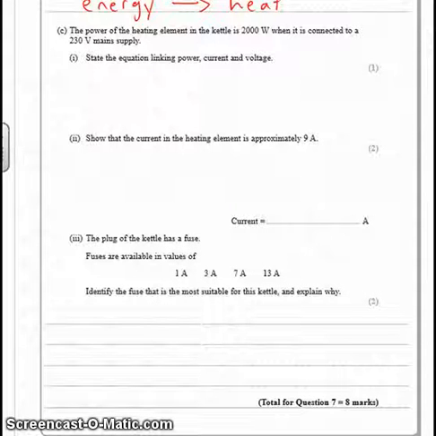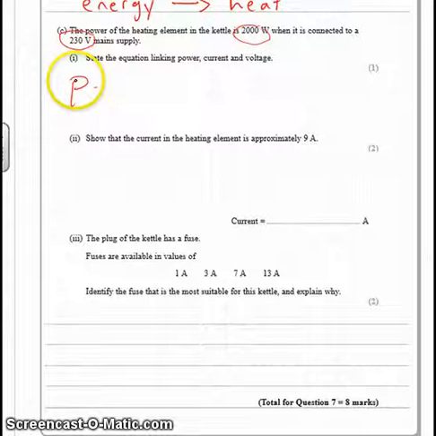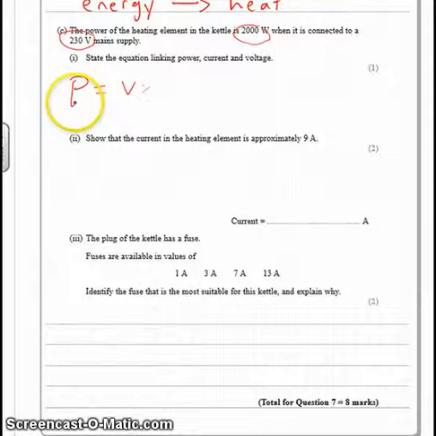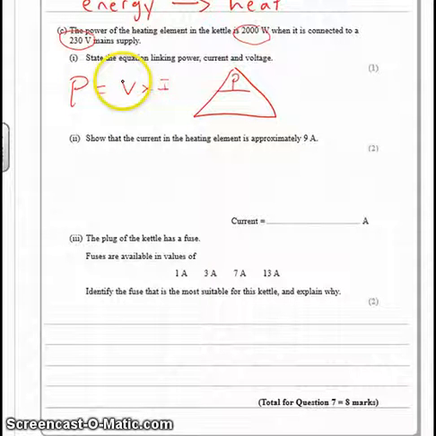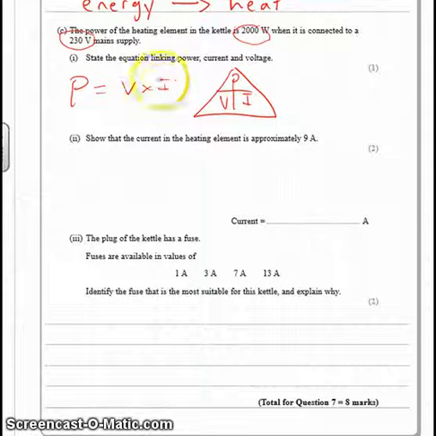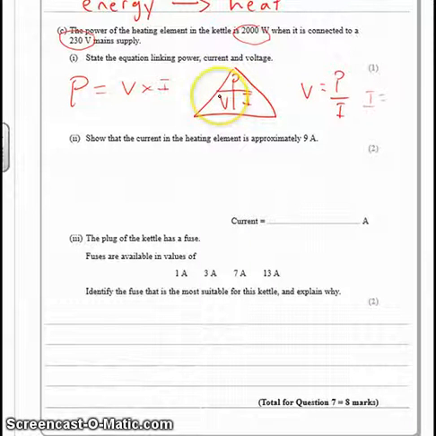For part C, we're told that the kettle has a power output of 2000 watts and it's connected to a 230 volt mains supply, and we've got to give the equation that links power, current and voltage, and that is power is voltage times current. Or if you remember a triangle, for those of you who like those, we could give any of the three equations that fit that. So V is P over I, or I is P over V.